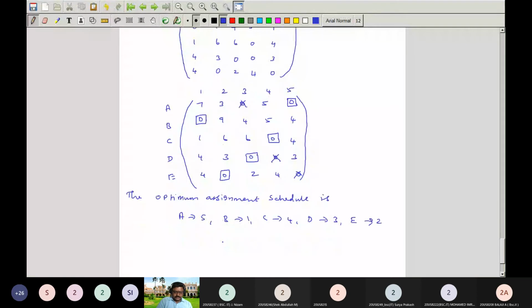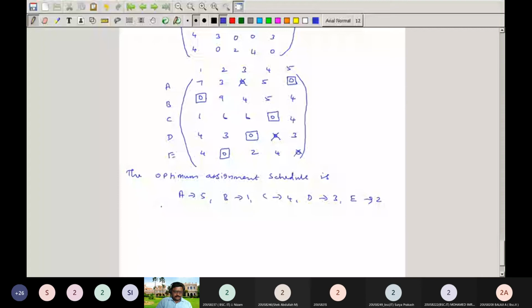So the assignment cost is the optimum or minimum assignment cost, using the corresponding values of the given problem: 1 plus 0 plus 2 plus 1 plus 5. So the cost is 9 units of cost.